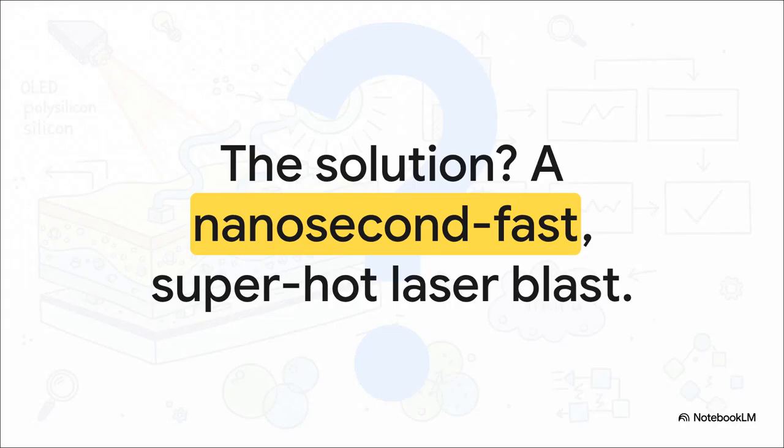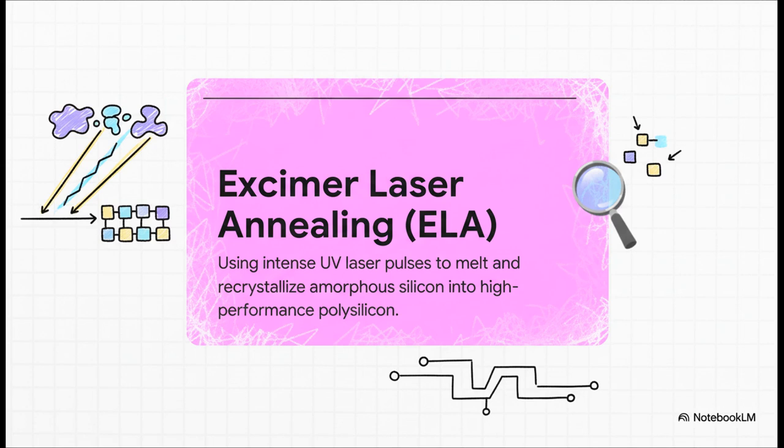The solution is just brilliant. What if you could heat only the silicon and do it so fast, I'm talking nanoseconds, that the heat literally doesn't have time to spread to the glass underneath? This process is called excimer laser annealing, or ELA for short. A powerful UV laser fires this incredibly short, intense blast of energy. It hits that thin film of amorphous silicon and instantly melts it. Then, as it cools down in the moments right after the blast, it reforms into that beautiful, orderly, high-performance crystal structure we call polysilicon. It's just incredible.